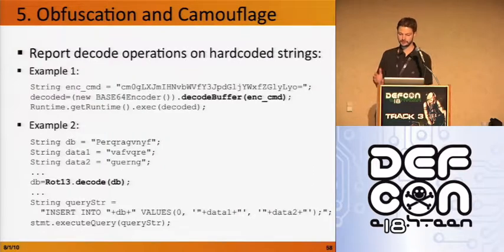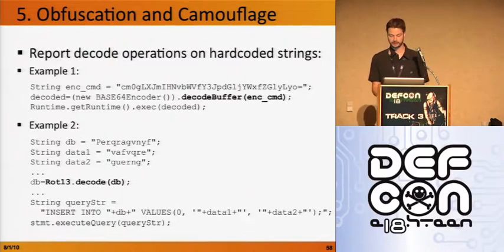And then the really useful one is if you're trying to decode hard-coded strings, we're going to flag that as an obfuscation and camouflage. That turned out to be a really useful one. We found a lot of issues with this kind of rule. If you decode a hard-coded string, it's very suspicious. It's implicitly saying like, hey, I'm hiding something. So you do not want to have that in your code. So I hope that makes sense.